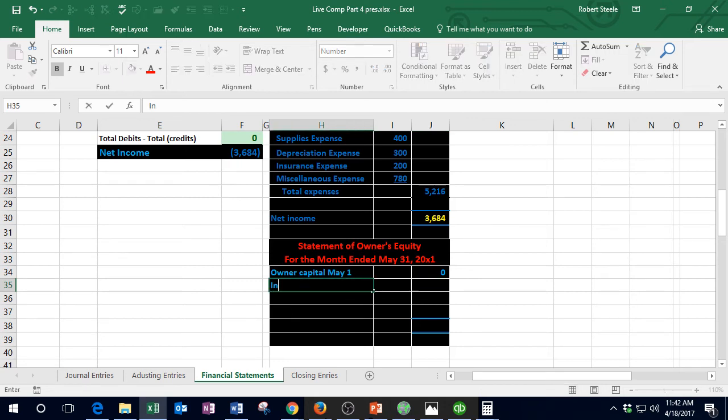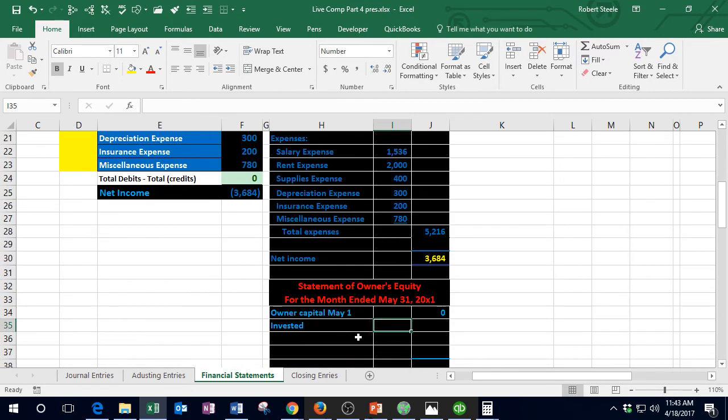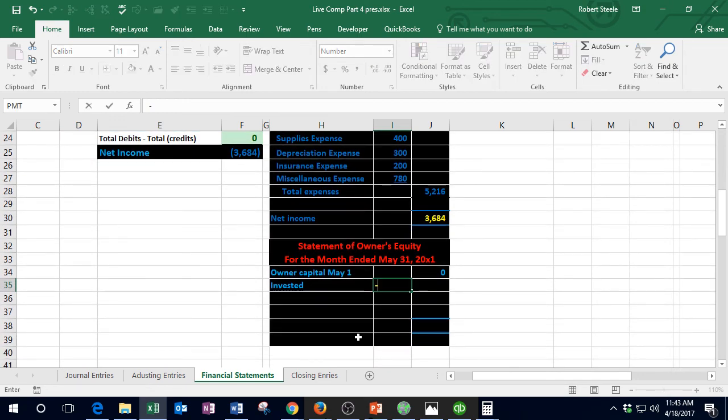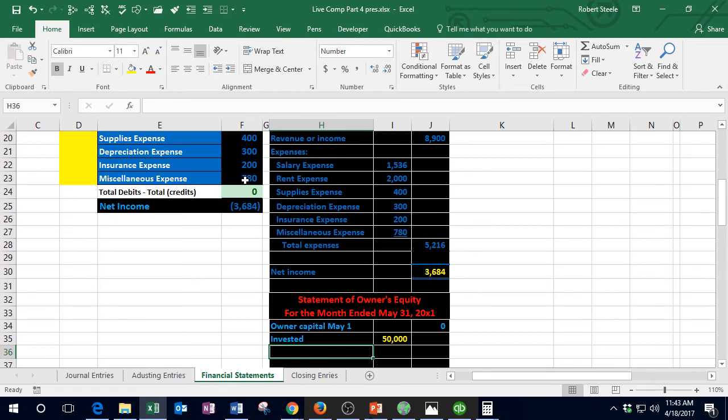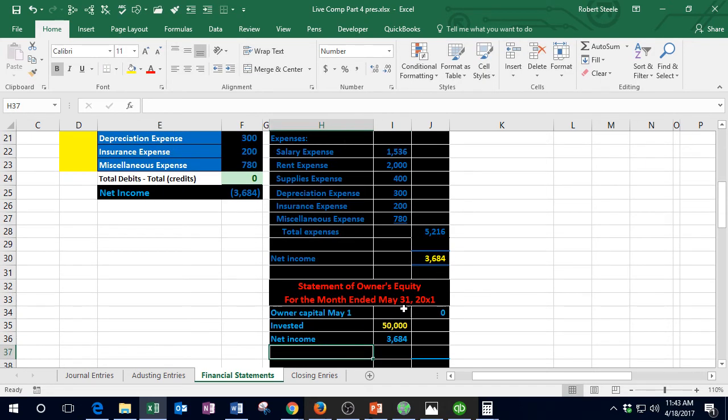Then the owner invested that 50,000. So we're going to say it went up by the 50. So I'm going to say flip the sign of this 50. And then it's going to increase by net income. So net income is what we calculated up here at this 3684. So that's going to equal the 3684. That's the story. I'm going to make this yellow. All right.